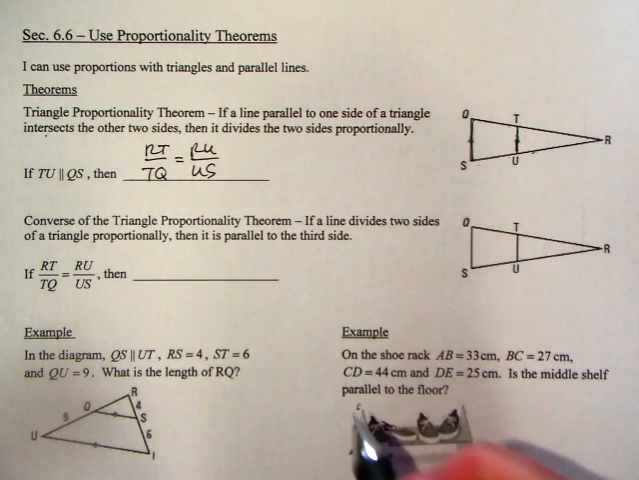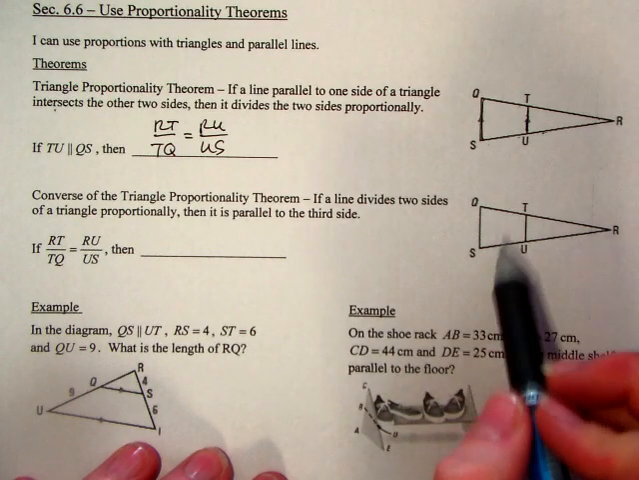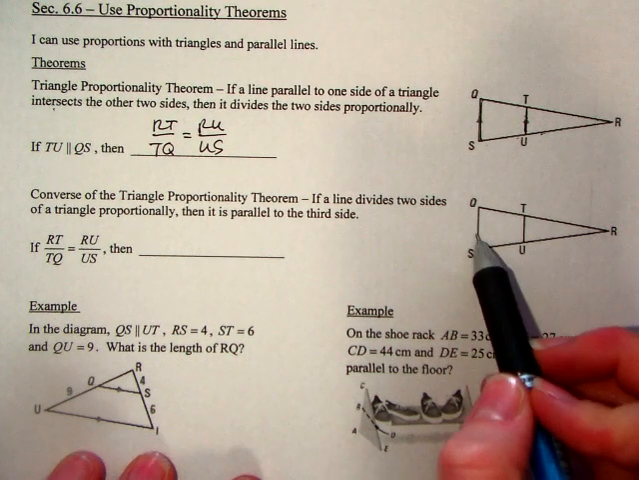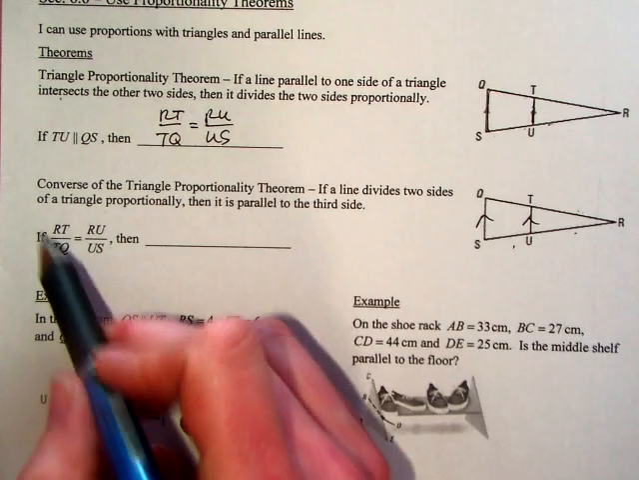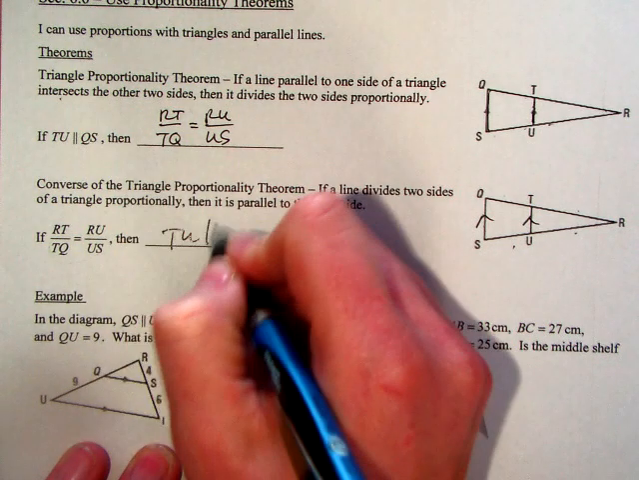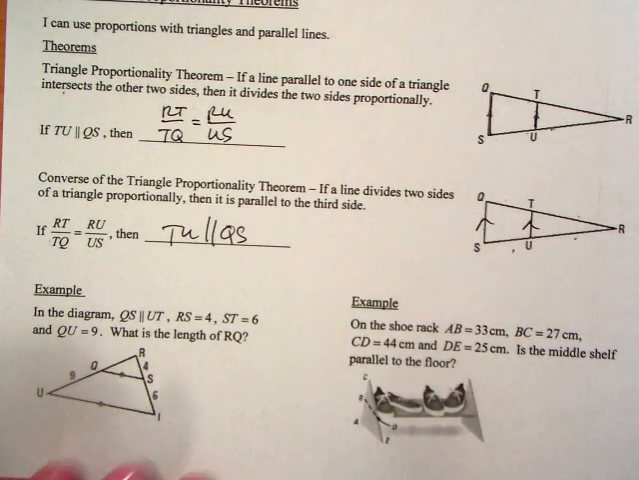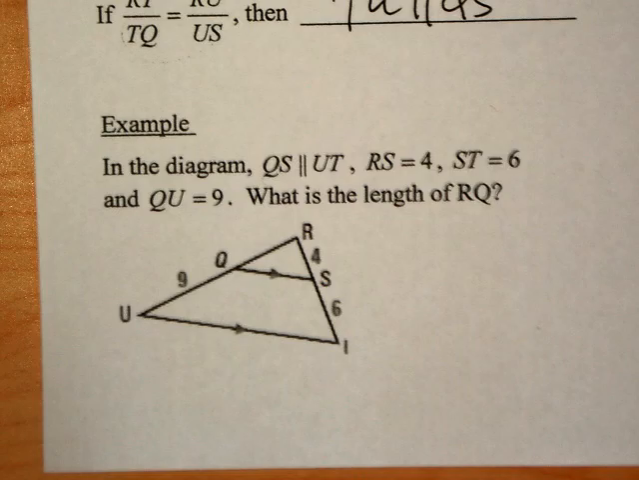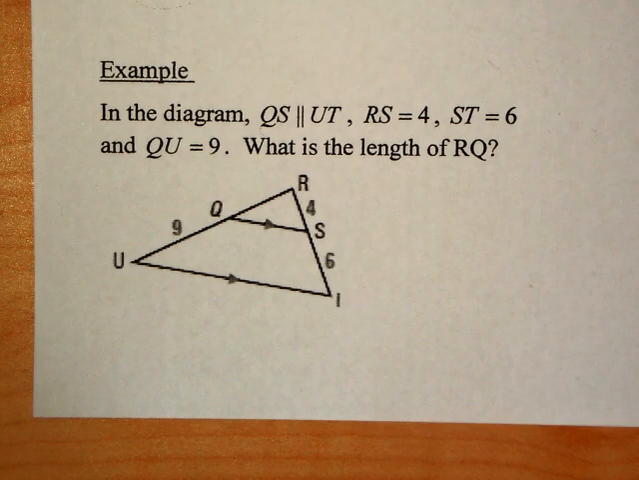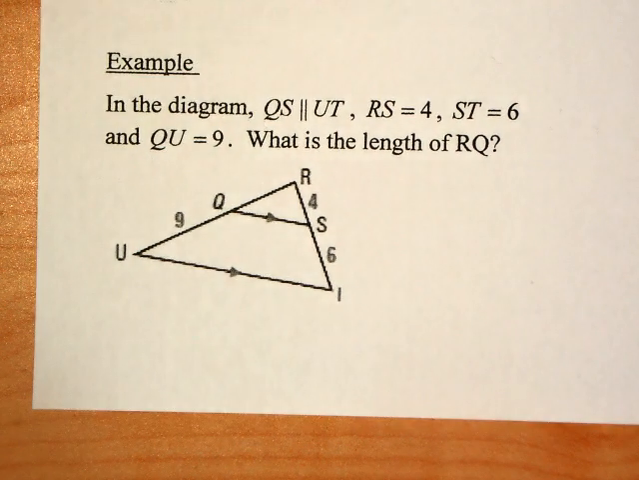The converse is also true. If a line divides the two sides proportionally, then it's parallel. So if you know that these guys are in proportion, then it tells you that those are parallel to each other. So if this stuff were to be true, then TU is parallel to QS, okay? So just to do a couple of examples with that, you're going to find it's just as easy as the other stuff we were doing in 6.6 with proportions. You just have to set them up first.